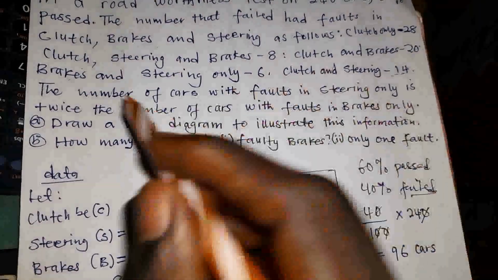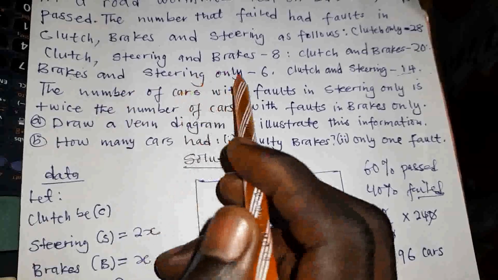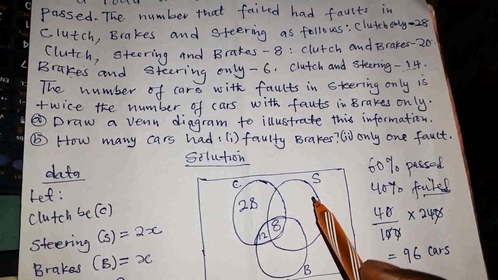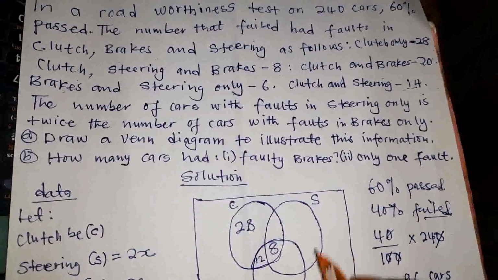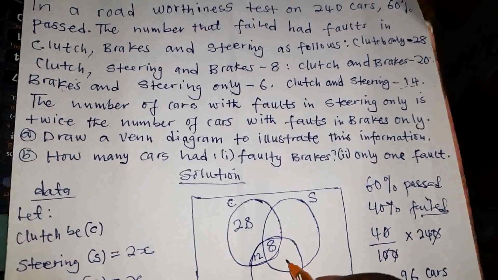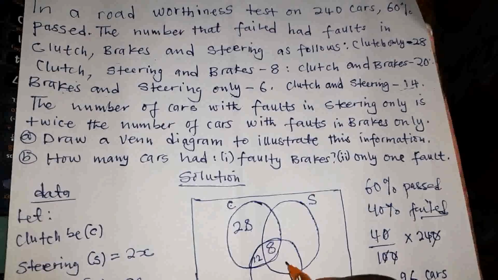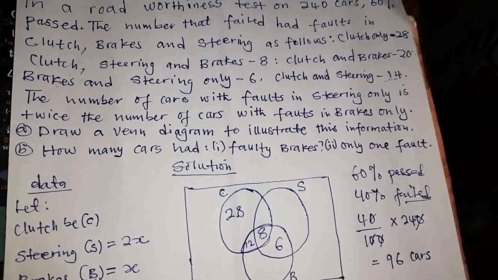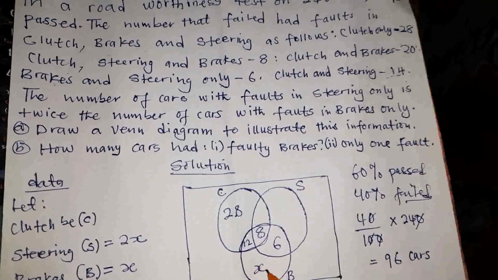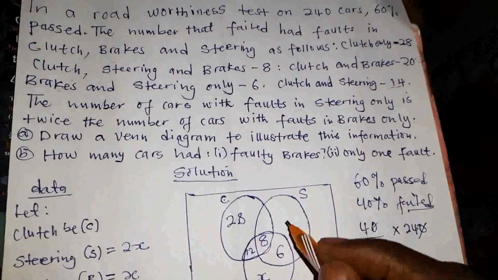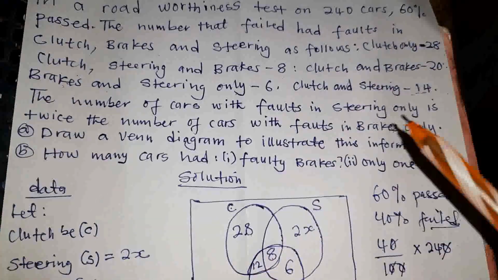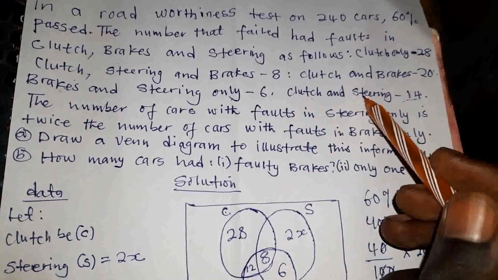So from there we have brakes and steering only is 6. Brake and steering only. This is the part for brake and steering only. We are told it is 6. But don't forget, we learned that brake only is x, and the steering is twice it. That is 2 times x, which is 2x. Good.